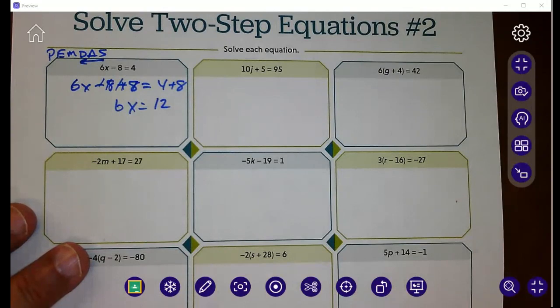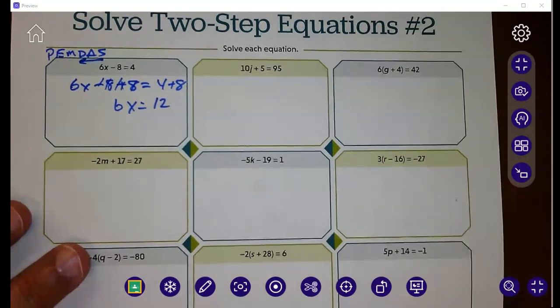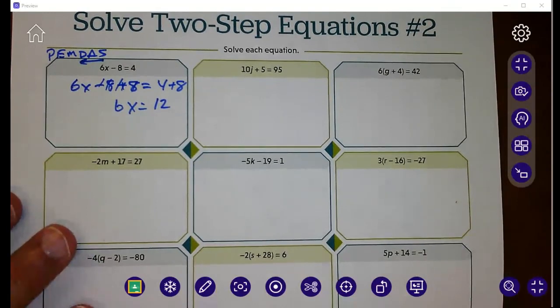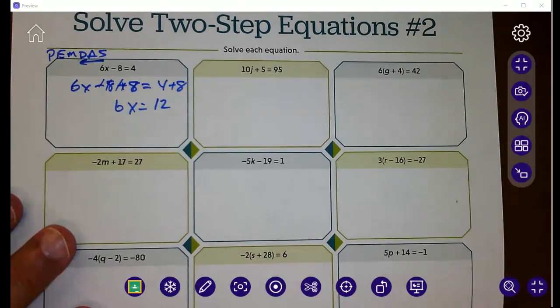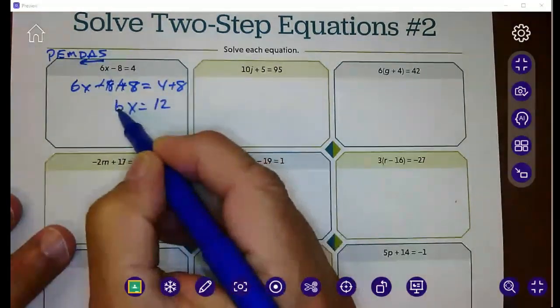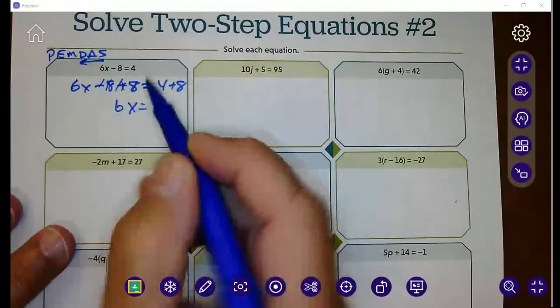Come on, the rest of you need to chime in. What am I going to do to both sides? Am I adding something, subtracting something, dividing by something? Right, we're going to divide, and we're dividing by 6 because the 6 is being multiplied by the x.